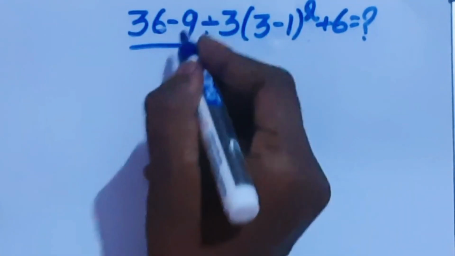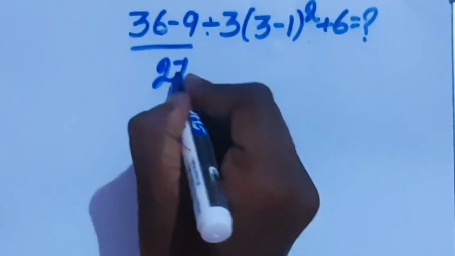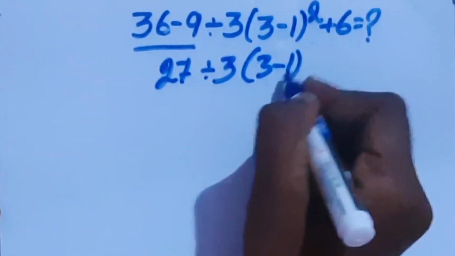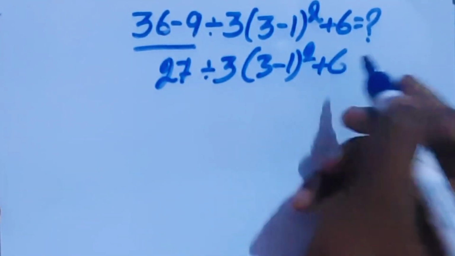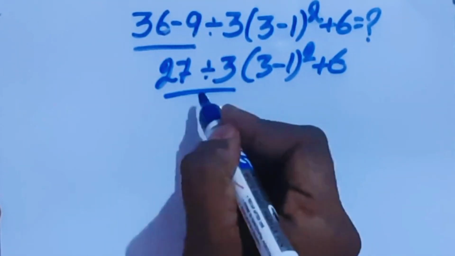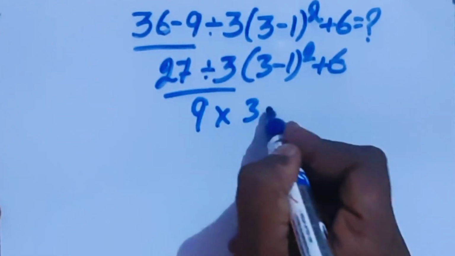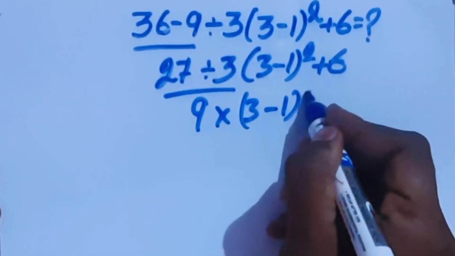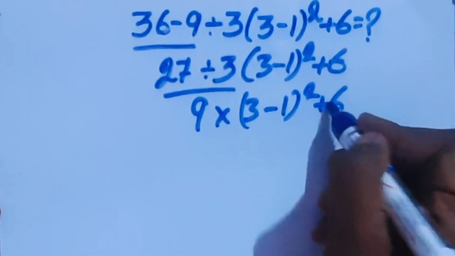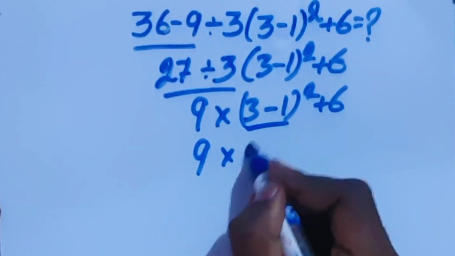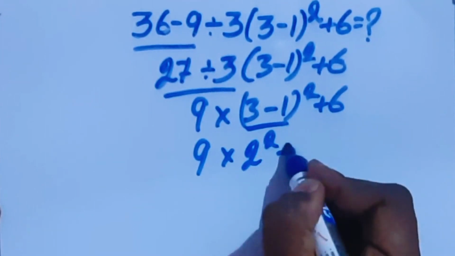Hi guys, here 36 minus 9 is 27 divided by 3 times (3 minus 1) in brackets, whole squared, plus 6. Here 27 divided by 3 is 9 times (3 minus 1) in brackets, whole squared, plus 6. Here 9 times (3 minus 1) is 2 squared plus 6.